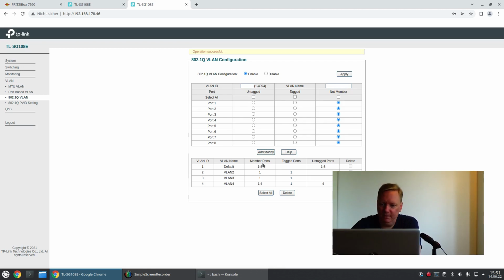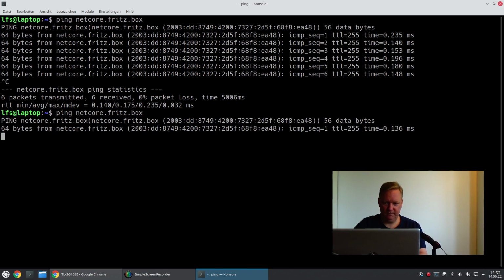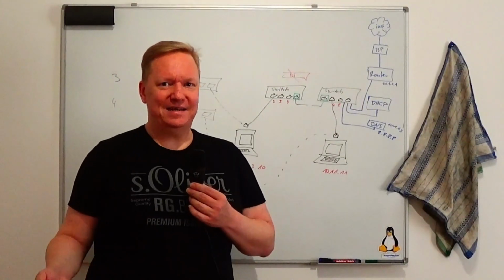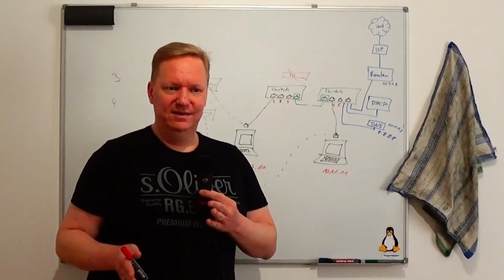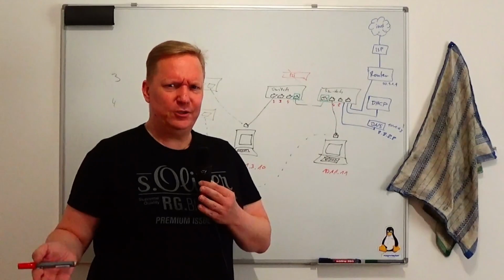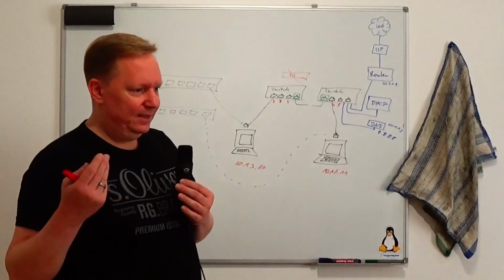So if I say add modify now, port 4 is now in the VLAN 4. If I ping it again, it still works. Okay, what's going on here? I said that VLANs are really isolated, and now I'm able to communicate with the device on a different VLAN. That shouldn't be possible, right? So what's the deal here?